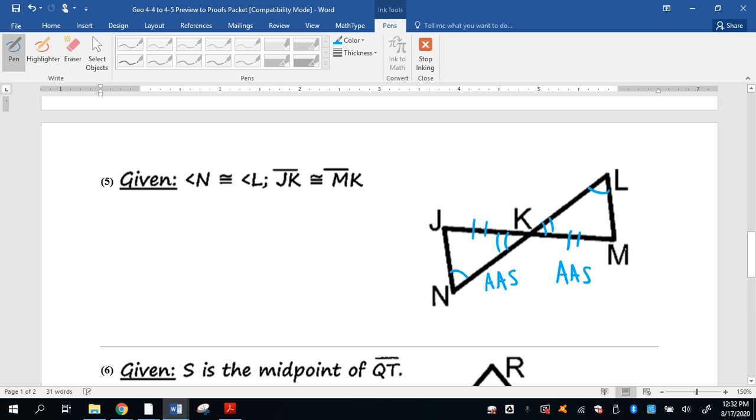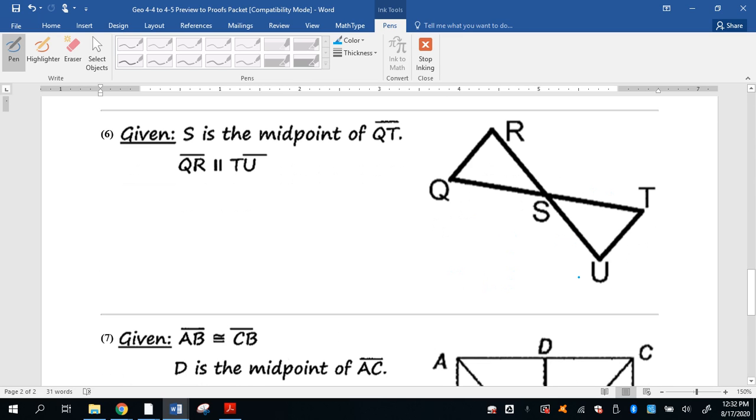Okay, let's try the next one. S is the midpoint of QT. So again, I would mark up QT. So those two pieces are the same. And whenever you see parallel, go ahead and draw in your red. So we have QR with the arrows parallel to TU.